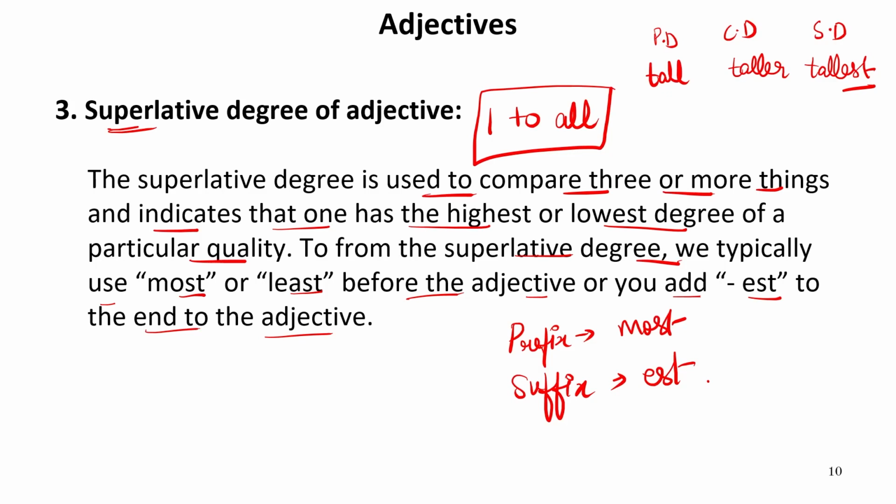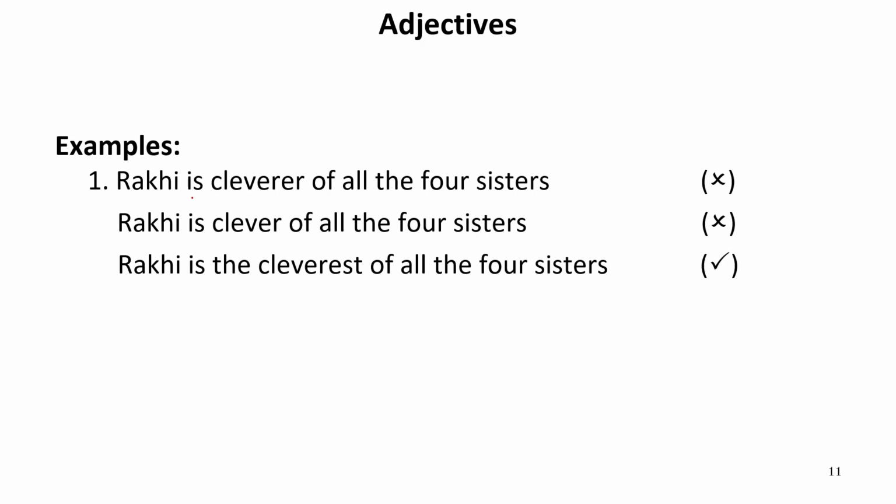Now let us move further. Let us see some examples of it. Rakhi is cleverer of all the four sisters. Now, if I'm saying of all the four sisters, I'm not comparing it with only one. I'm comparing it with all the four sisters. That means this "cleverer" is incorrect. And if I write "Rakhi is cleverer," again this is incorrect. Rakhi is the cleverest of all the four sisters.